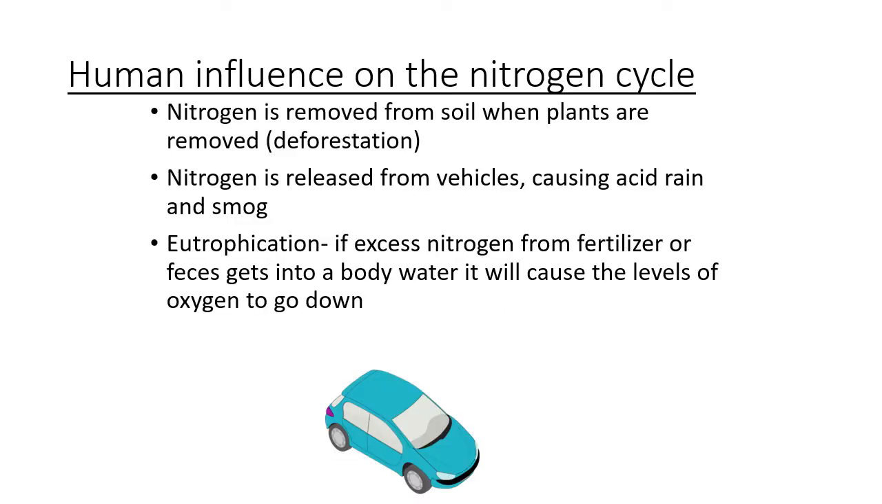So our influence on the nitrogen cycle: nitrogen is removed from the soil when plants are removed, so deforestation. It's released from vehicles, causing acid rain and smog. And eutrophication. This is if excess nitrogen from fertilizers or feces get into a body of water, and this causes the level of oxygen to go down.